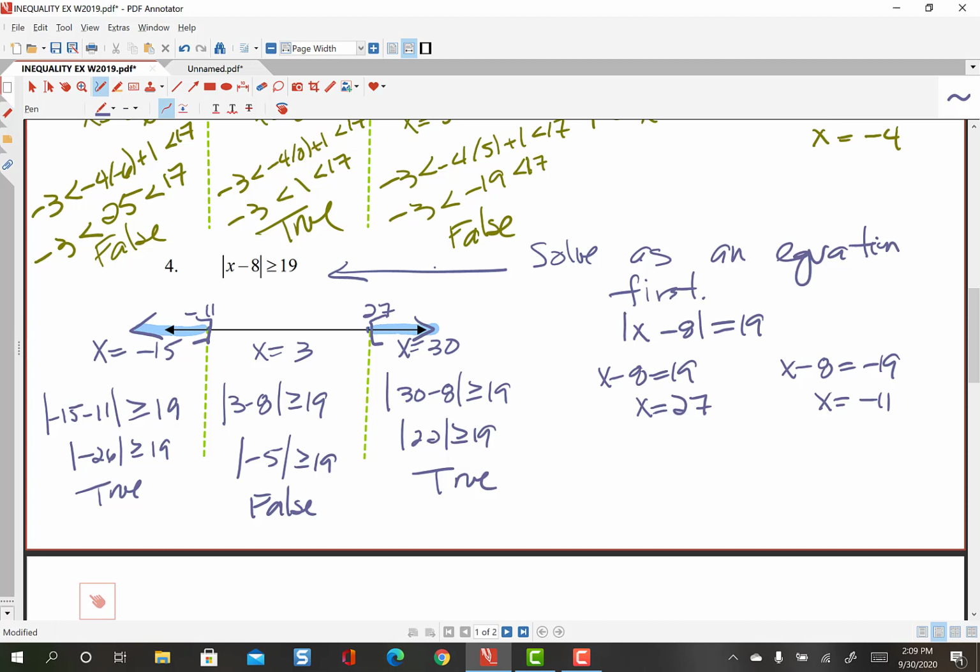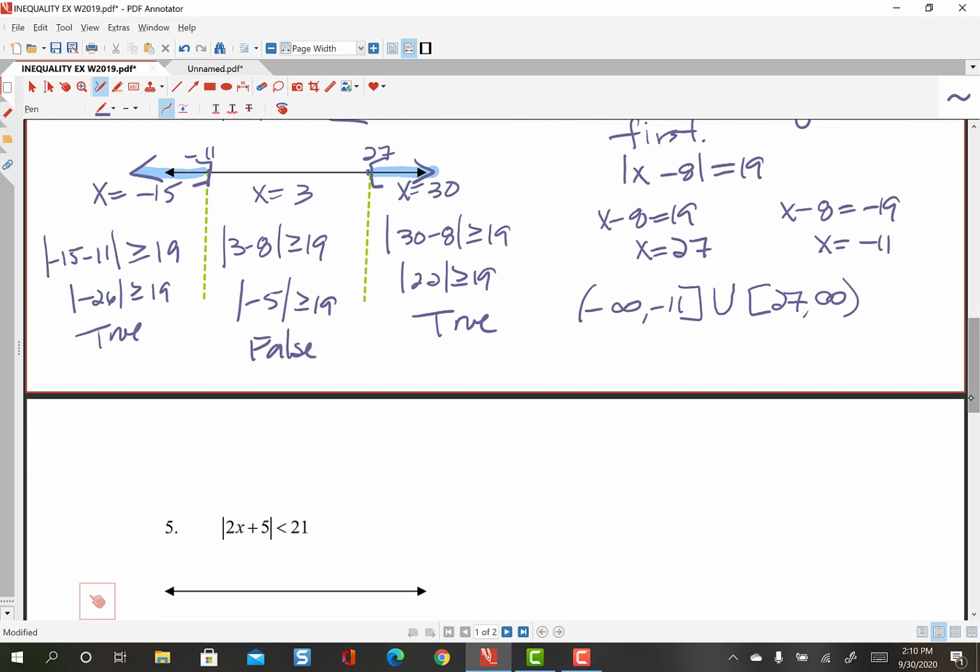All right, so now when we go to write this in our interval notation, we have two separate intervals or two separate portions of the number line, so we will need two separate intervals. I want from negative infinity up to and including negative 11. I want positive 27, including that, onward to infinity. And anytime I have these two separate intervals, we're going to hook them together with that U, which stands for union. So the thing is, solve it as an equation first, and then use this test point method here.